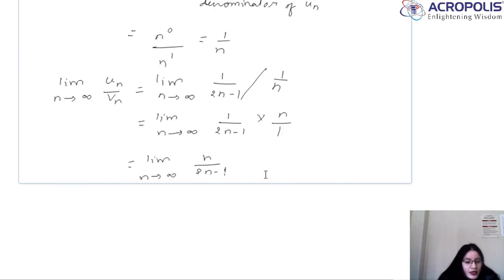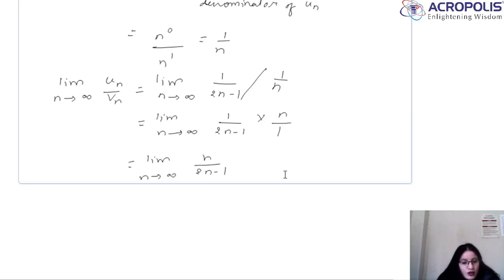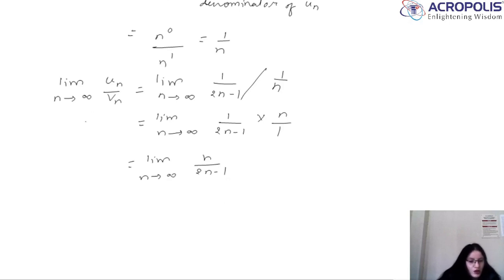So we cannot directly put the value of n as infinity. For this, we will apply L'Hospital rule, or in another way, we take n as a common from numerator and denominator. Limit n tends to infinity, n divided by, take n common from the denominator, we get 2 minus 1 by n. This is infinity by infinity.